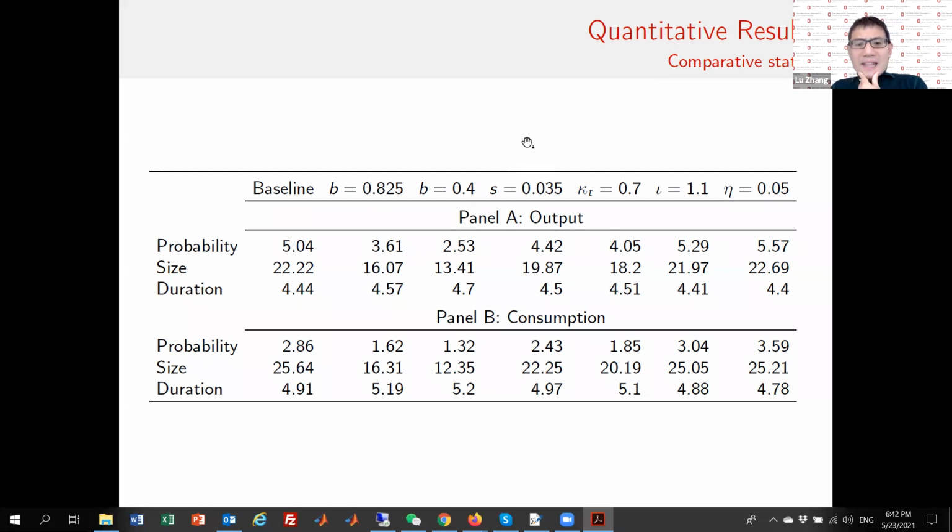All right. The next comparative static we looked at is the separation rate. In the benchmark calibration, we use 4%. In this experiment, we use 3.5%. Because jobs are destroyed at a slower rate, the disaster probability falls somewhat. The size also falls somewhat. Again, duration is not much affected.